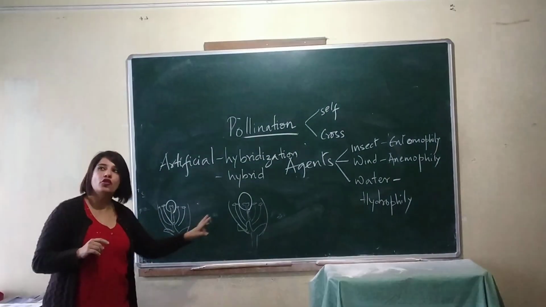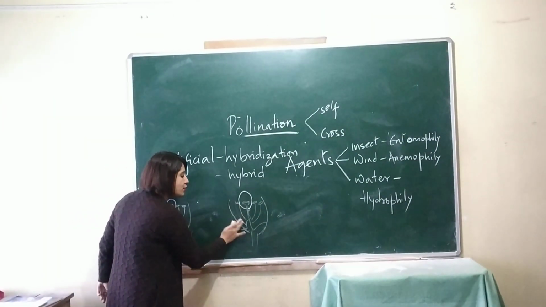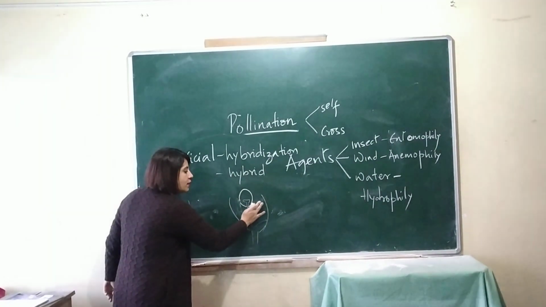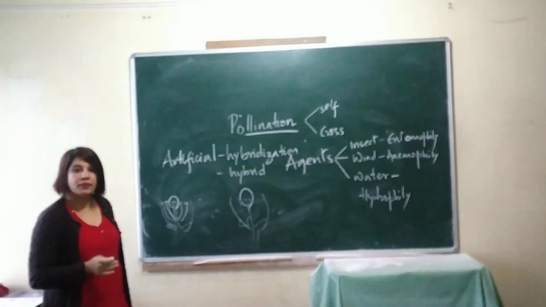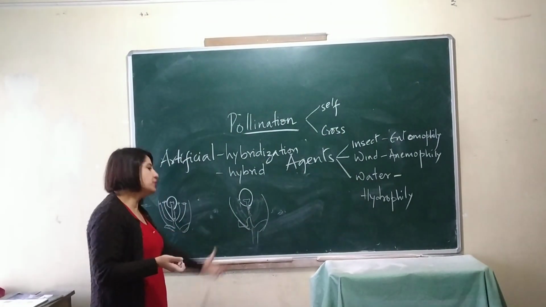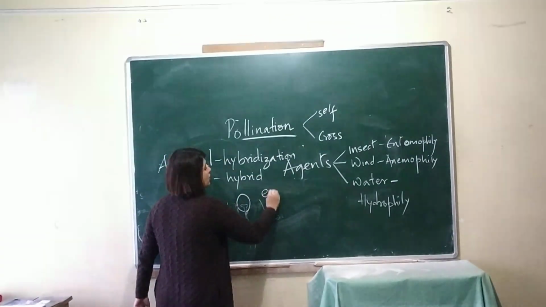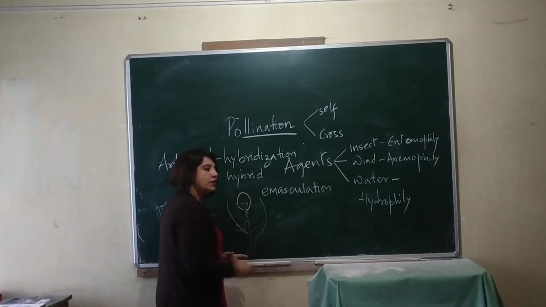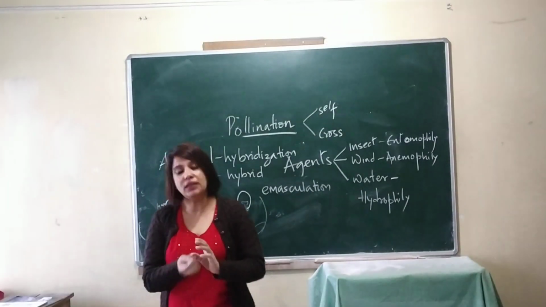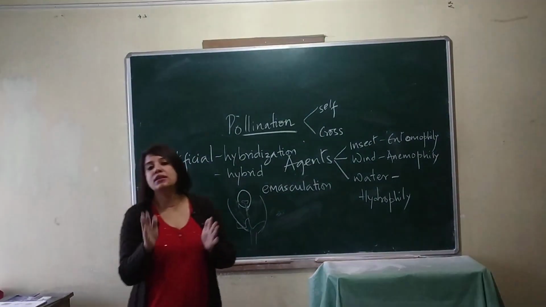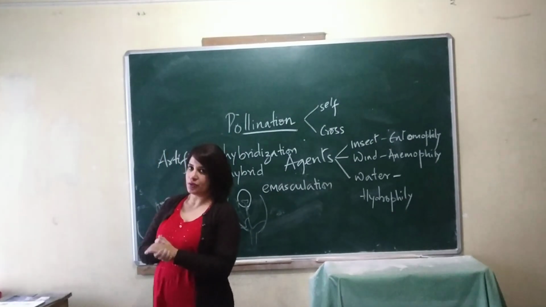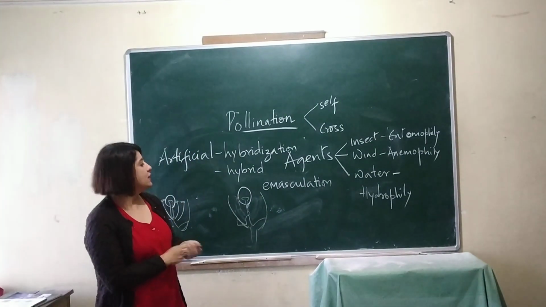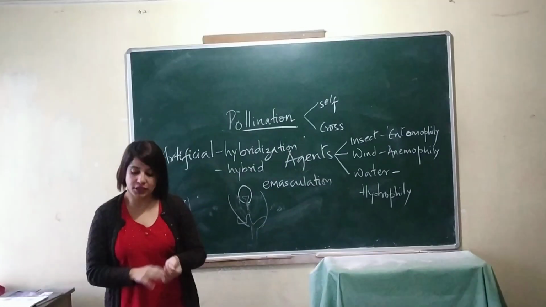Now I want a mixture of the two. So what I do is I remove, or I cut off, the androecium. So when I cut off the androecium from a flower artificially, the process is known as emasculation. So first what did I do? I covered the stigma so that pollination does not take place by the natural method. Then the androecium is removed. This method is known as emasculation.